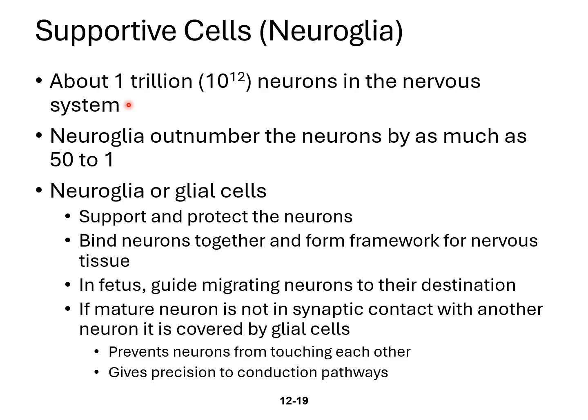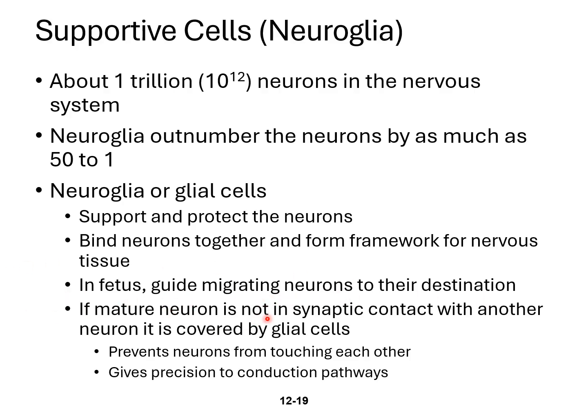So there are around 1 trillion neurons in the nervous system. Neuroglia outnumber the neurons by 50 to 1. So there are 1 trillion neurons, and 50 trillion neuroglia. Neuroglia, or glial cells, support and protect the neurons. They bind neurons together and form a framework for the nervous tissue. In the fetus, they guide migrating neurons to their destination.